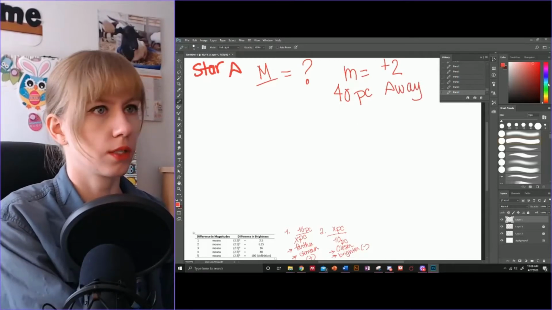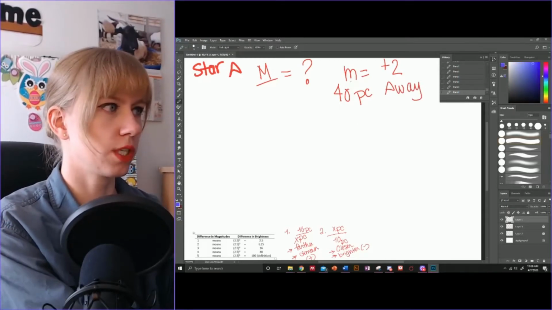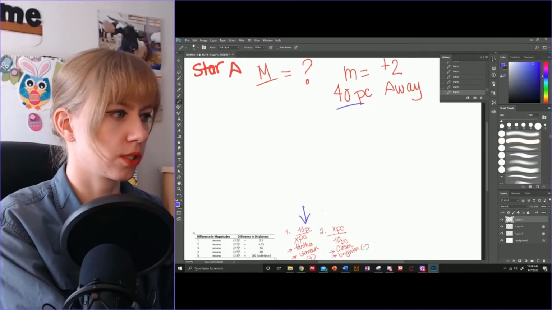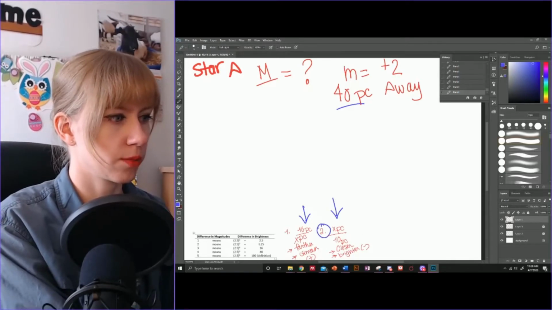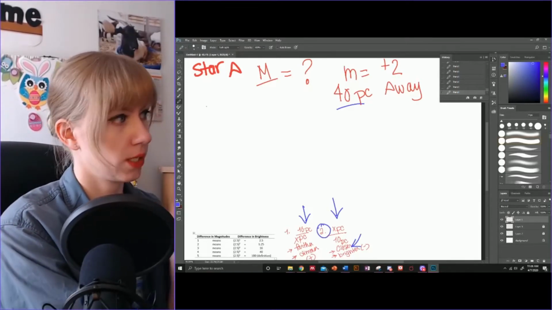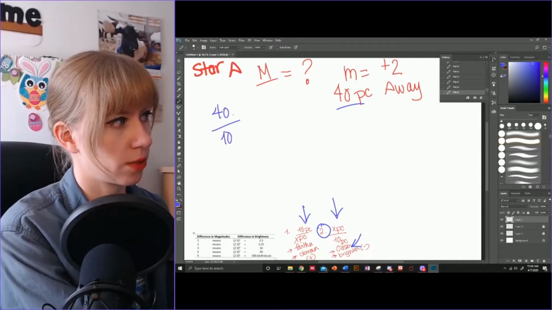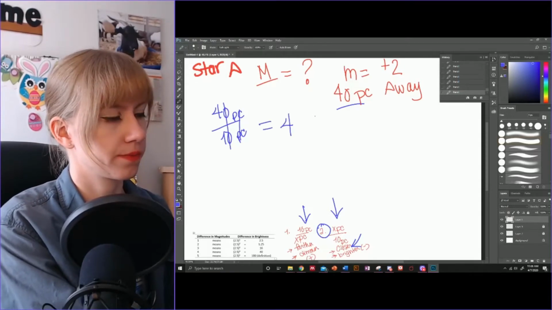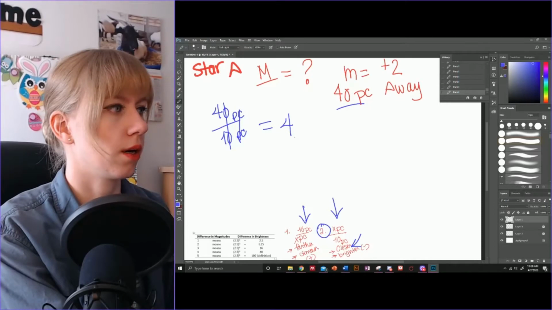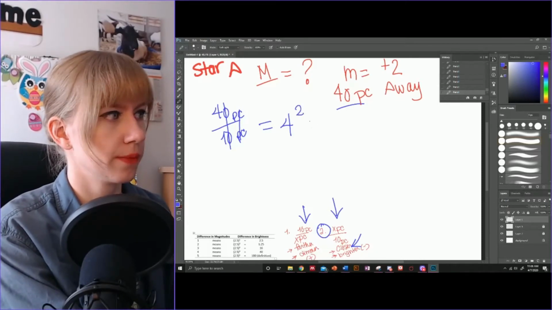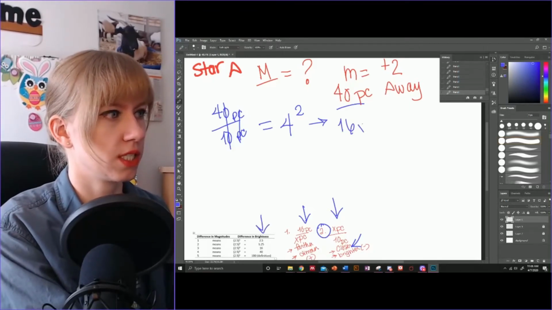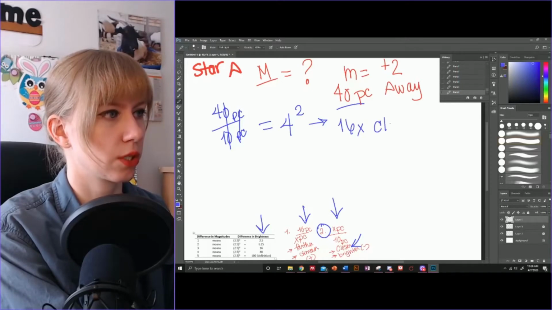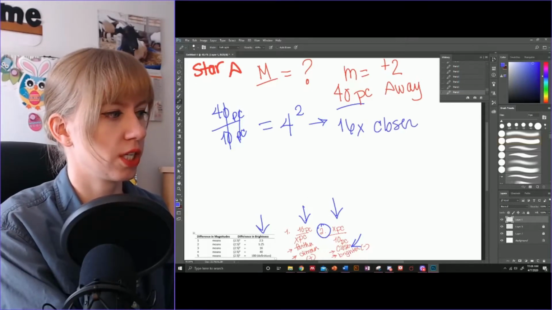Okay, so we're going to be thinking about this. It's 40 parsecs away. Which equation are we going to use, 1 or 2? We're going to use 2 because we need to bring it closer to us because it is farther away. So we will do 40 over 10. Our parsecs cancel out, so they don't matter, and we get 4. Then we square it, which gives us 16. So we know that the difference in brightness is going to be 16 times. It's moving 16 times closer, meaning its brightness is going to change by 16 times.